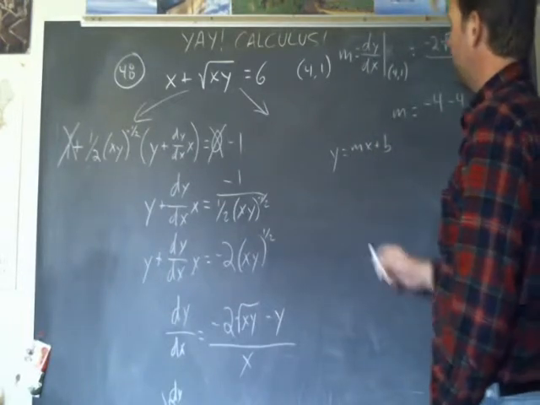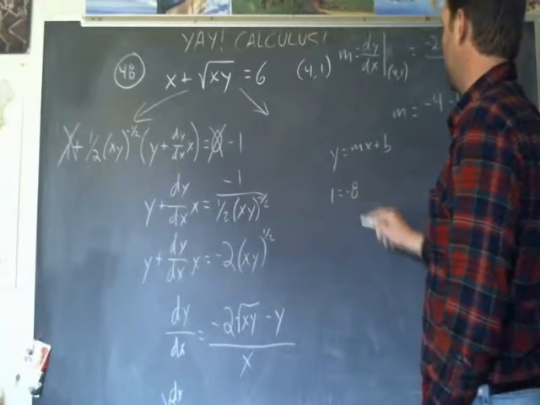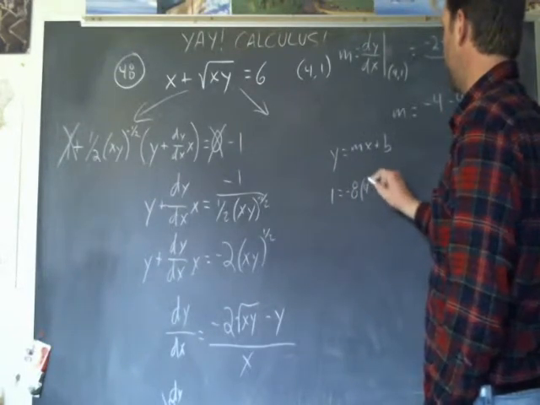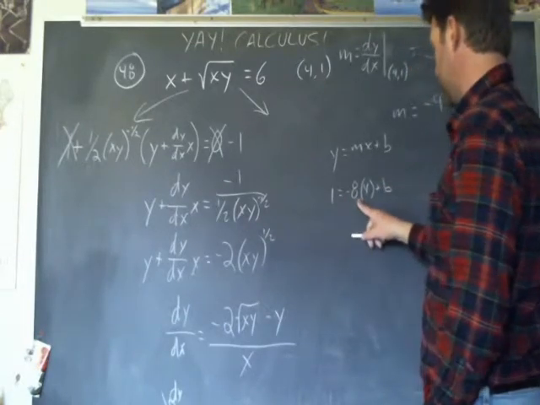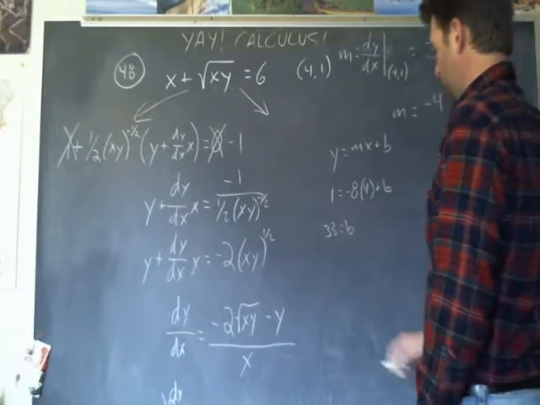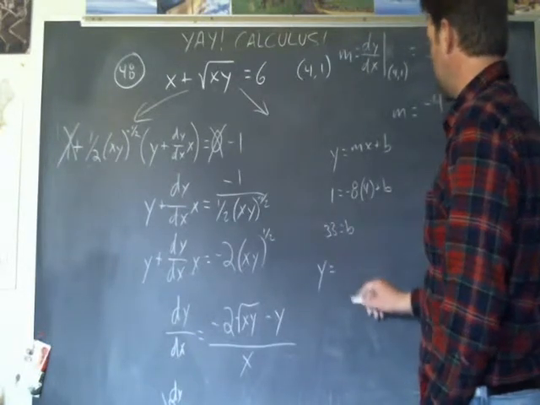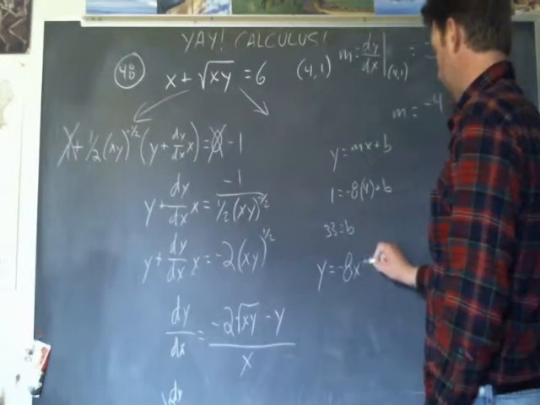y equals mx plus b. y is 1, m is negative 8, x is 4, b is yet to be determined. So 1 plus 32 will be 33. So the equation of our tangent line is y equals negative 8x plus 33.